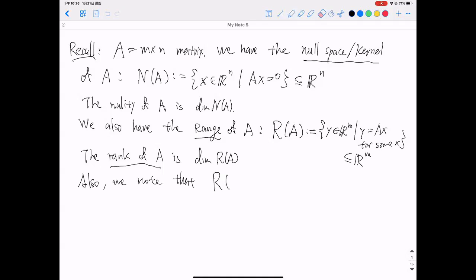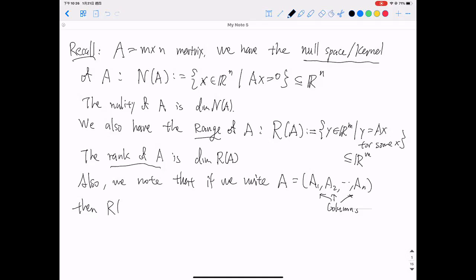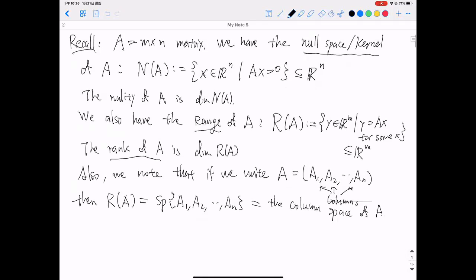Also, we note that in fact, if we write A in column form, A1, A2 to AN columns, then the range of A is the span of the columns A1 through AN. So it's also known as the column space of A. Okay.